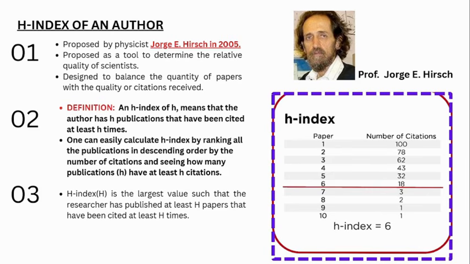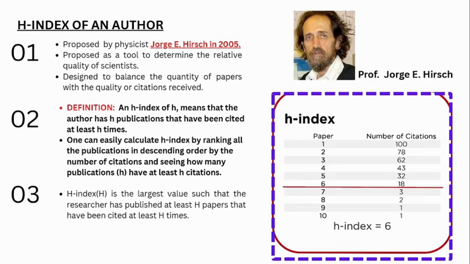This was proposed as a tool to determine the relative quality of scientists, and it was designed to balance the quantity of papers with the quality, or the citations, that the papers receive. The formal definition of H-index is that it is the largest value such that the researcher has published at least H papers that have been cited at least H number of times.